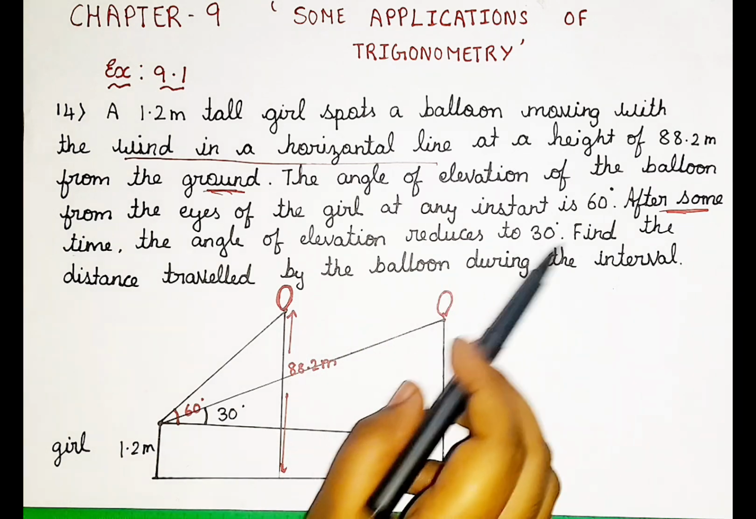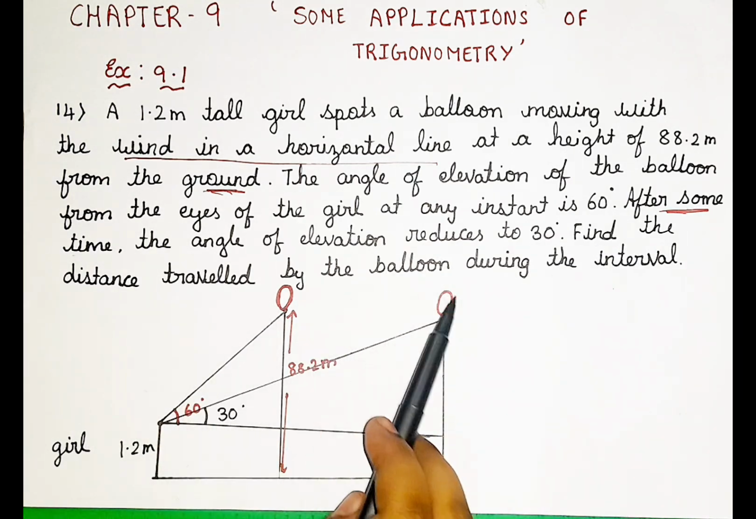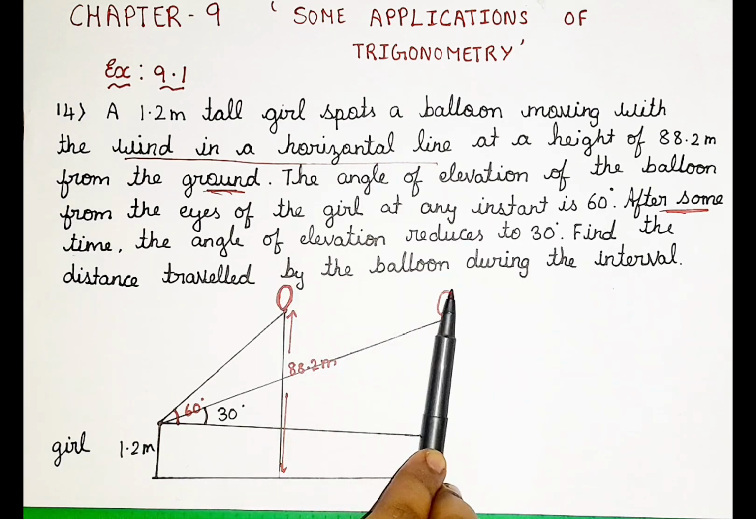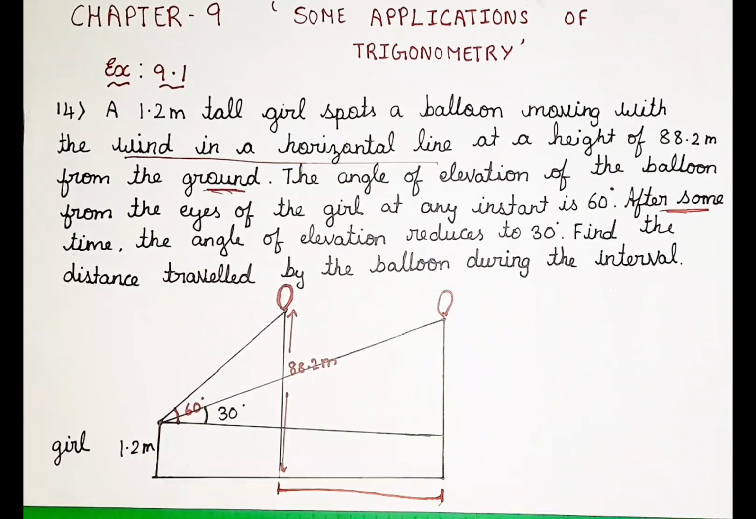According to the question, we are supposed to find the distance traveled by the balloon during the interval. So from here it moved here, right, we are supposed to find that distance. I'll show that: from here to this point. Since we are supposed to find this distance, let us take it as x.